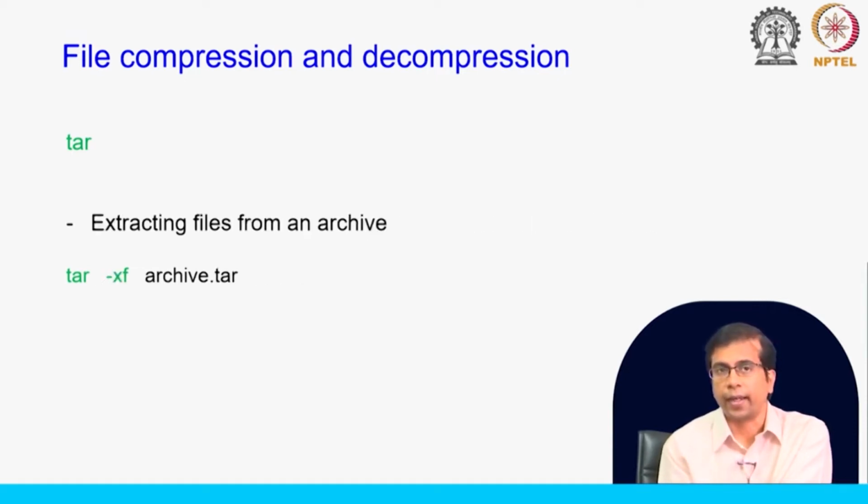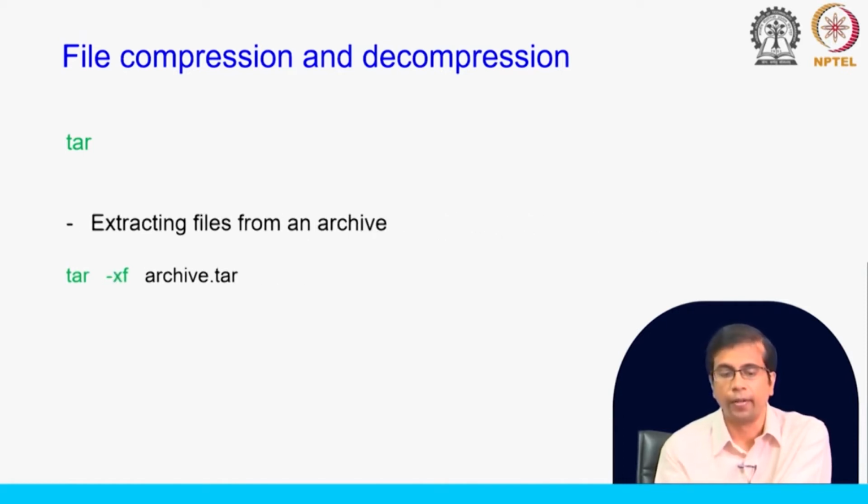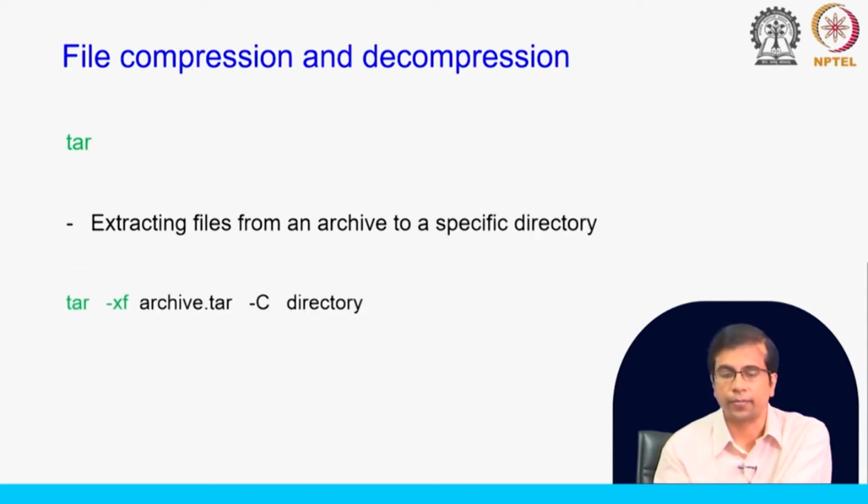If you want to create, we use this -c. F means file, so -cf, create this file. X means extract, so that is why the option -xf. So, you have created a tar and you want to extract this, and you will write tar -xf archive.tar.